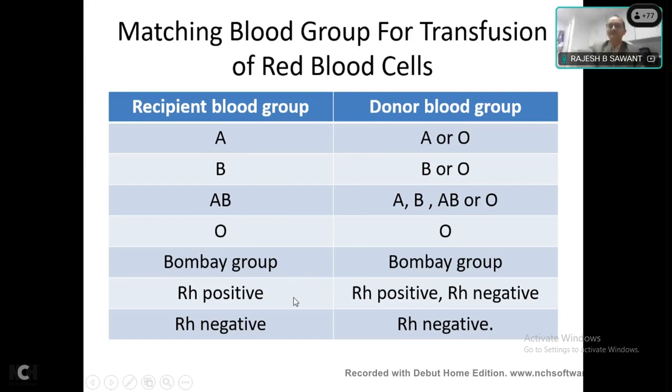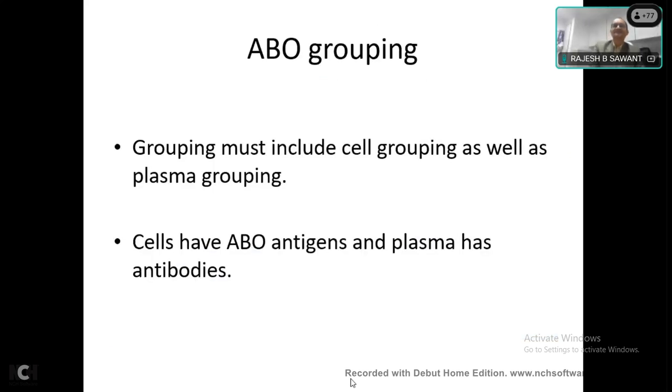An Rh positive individual can be transfused with Rh positive as well as Rh negative blood components. Whereas the Rh negative individual, especially if it's a female in the childbearing age, etc., then has to receive Rh negative components only, right? So we'll talk about Rh also in the subsequent slides.